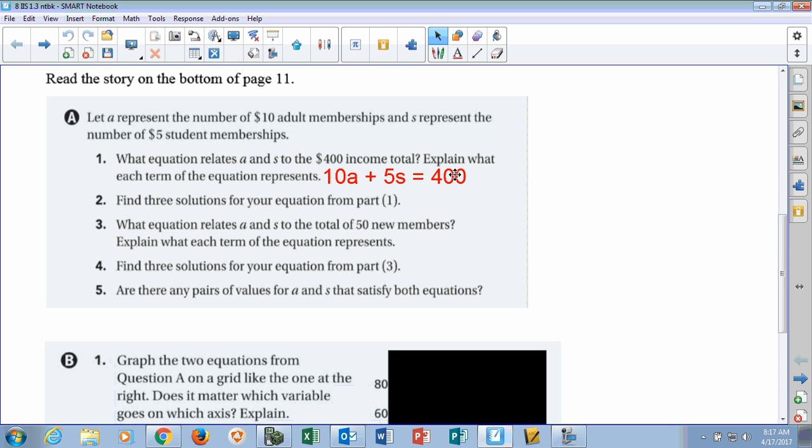Now, what most of you probably did is you could have done the trial and error method, right? Plugging in some numbers for this. You could have found the intercepts, right? If I had put a 0 in for this, 10 times what gives me 400? 40. So this could have been 40 and 0, right? If we're going to do it like this, okay? And then the other way around, right? If I make a 0 for A, 5 goes into 400 how many times?